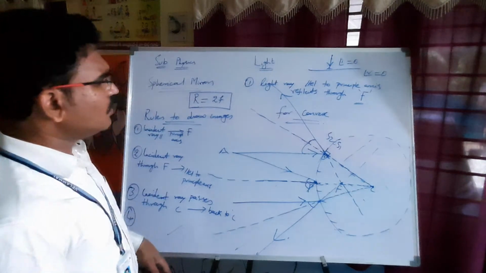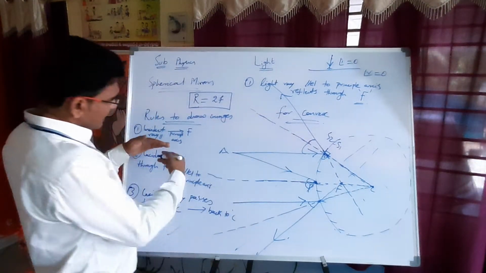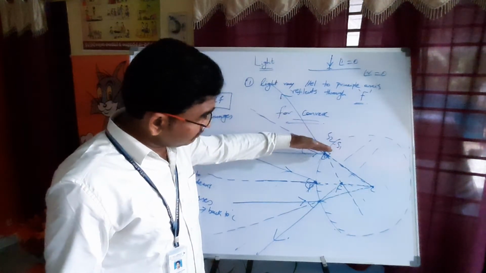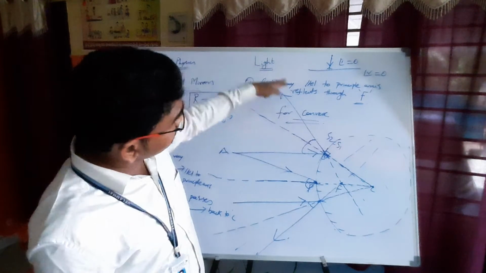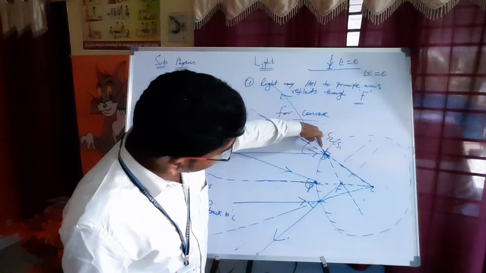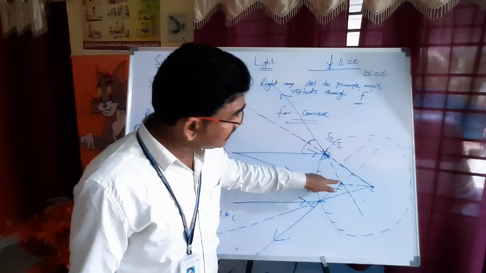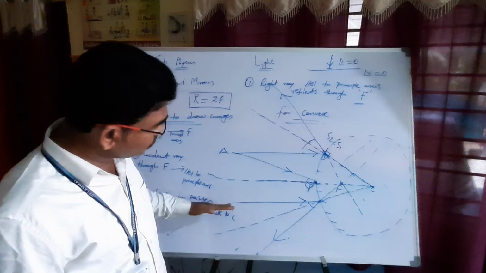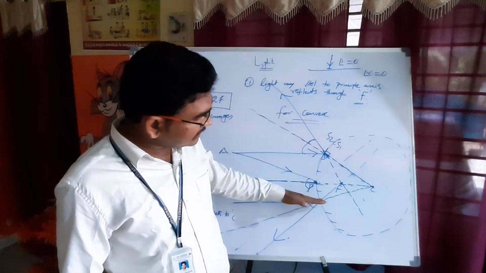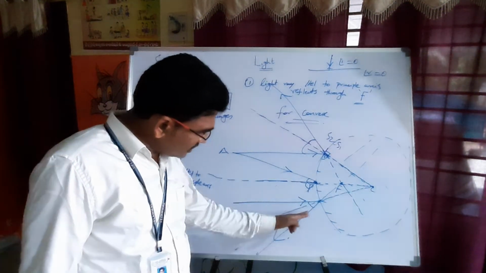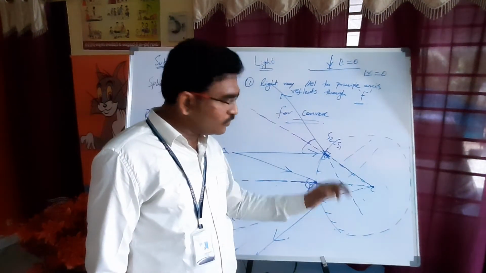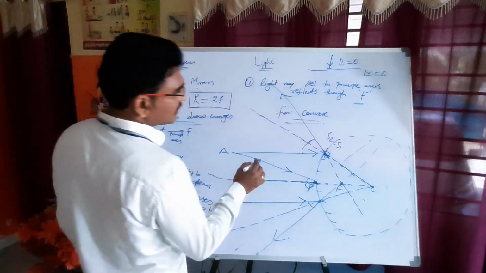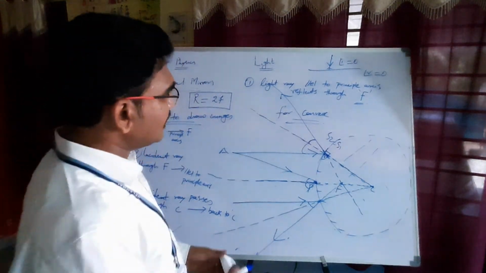While drawing images for a convex mirror, you can again use all these rules. If the light ray is parallel to the principal axis, how will it reflect? It will reflect such that the reflected ray, when extended back, will pass through the principal focus. You see this one also: a light ray parallel to the principal axis, how is it reflecting? This reflected ray, extended back, is passing through the principal focus. Similarly, we can discuss another one also.